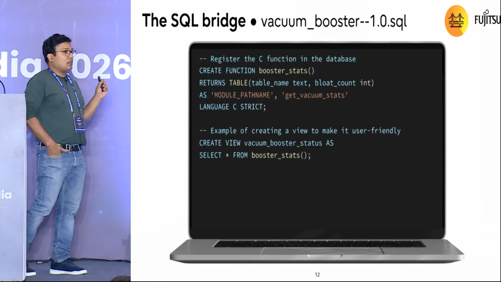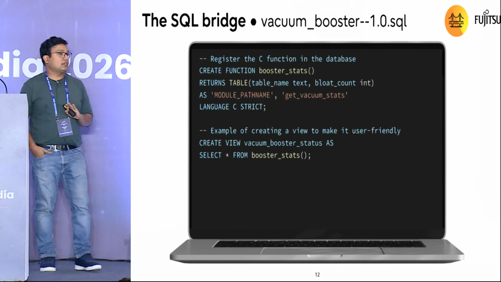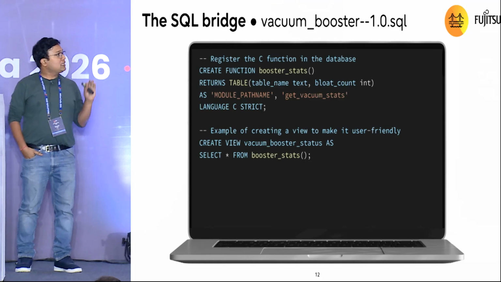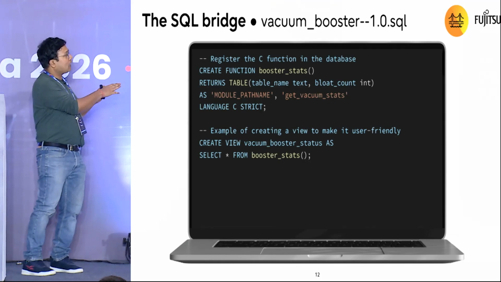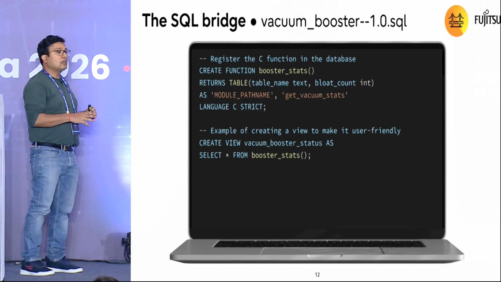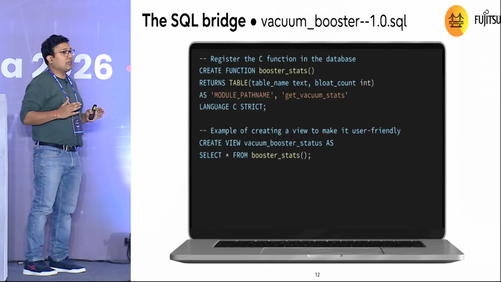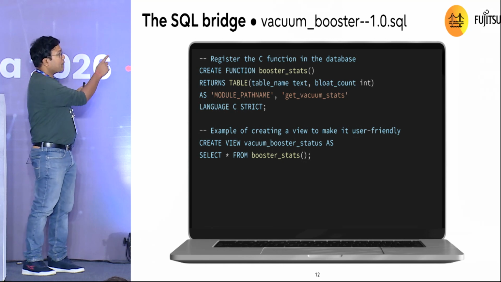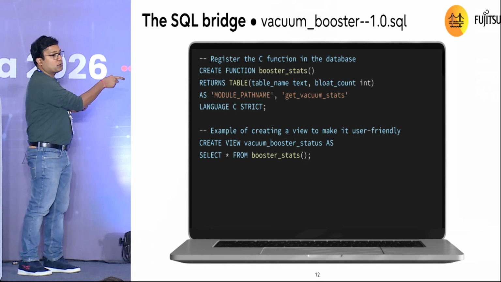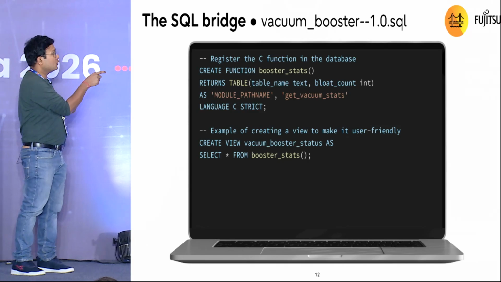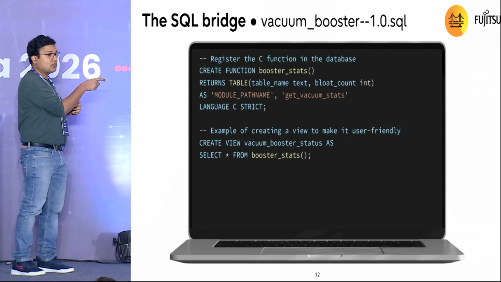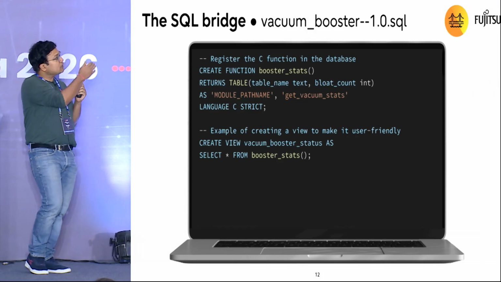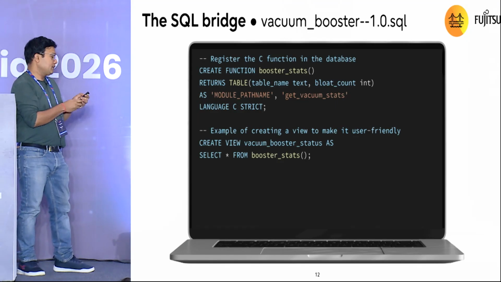Now the second file I told you about is the SQL file, the bridge between the user and the core engine of the extension. In my case, I want to show the user what tables I am tracking in my system, which are undergoing bloating, and I give those details in terms of a view to the user. So this will be the interface to the user. Whenever the user wants to see this detail of my extension, they can use this query. So this is nothing but the SQL file.